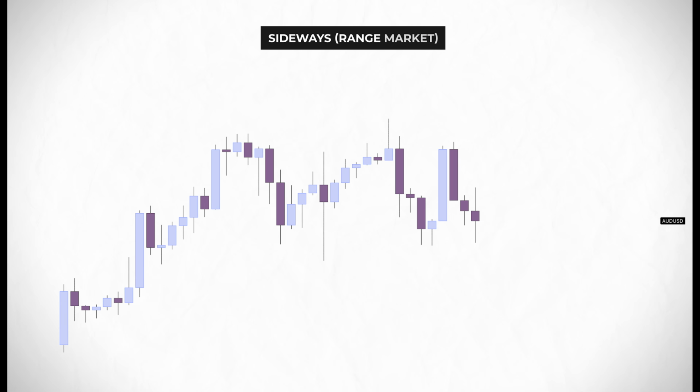And the last type we have is the sideways trend, or let's say range-bound markets, which occur when the market isn't making any significant moves up or down. So this basically suggests a balance between the buyers and sellers, with neither side gaining a definite upper hand.